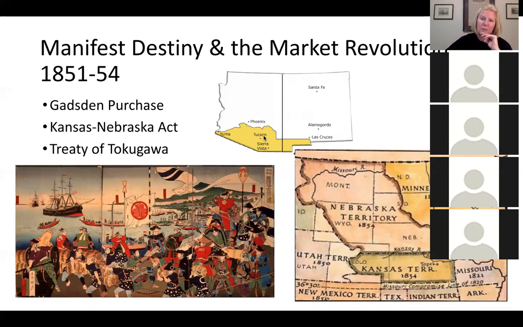So what is the Tucson area today? They bought all of this land for yet more money, another 10 million, in order to potentially have the southward line. It's important to note that this southward line will eventually be built, but it will not be built until really the 1880s. It's going to take a very long time.